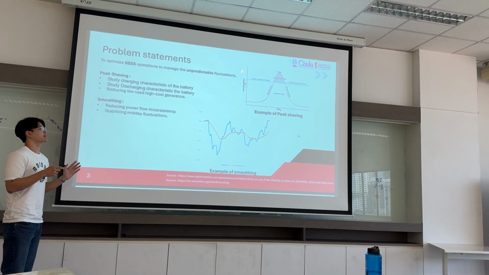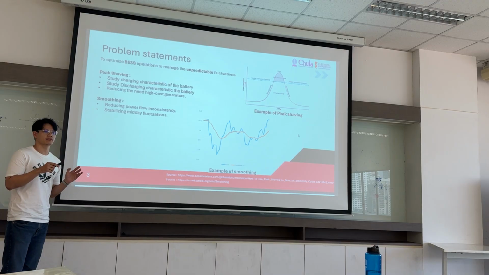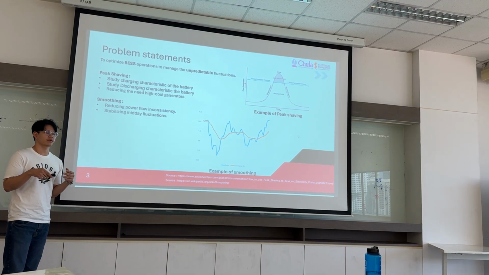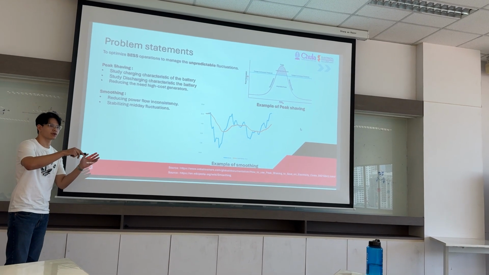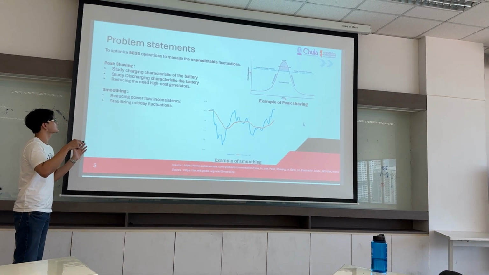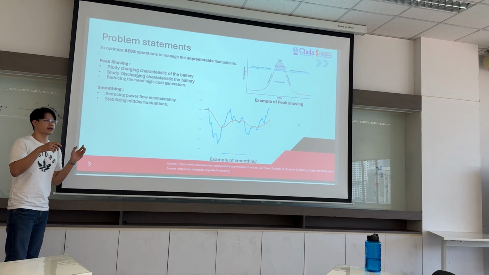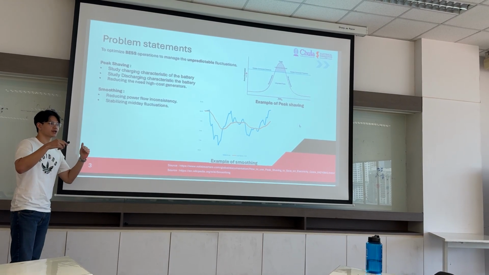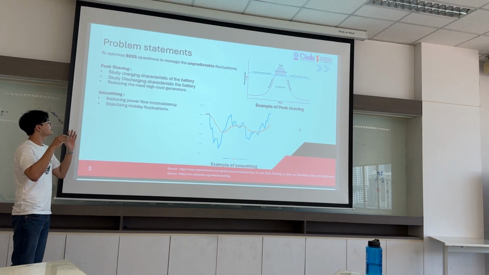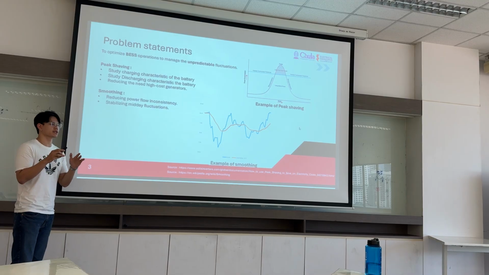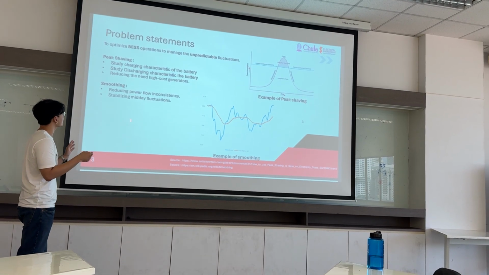And why do we study peak shaving? Because we want to study the charging characteristic of the battery, since sometimes renewable resources produce excess power, so we need to store it for later. And we want to study the discharging characteristic, because sometimes we want to use stored energy from the battery, so we need to discharge it to help supply the load during peak demand. And we want to reduce the use of high cost generators, because we want to focus mainly on using BSS instead of the expensive generators. Next is smoothing.